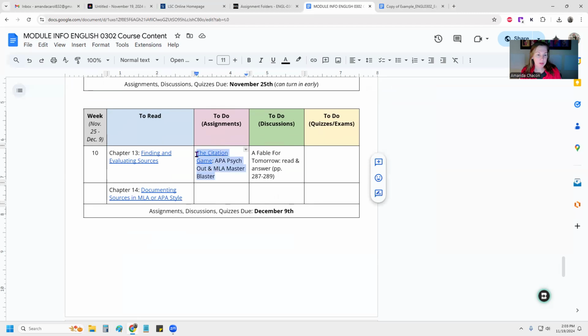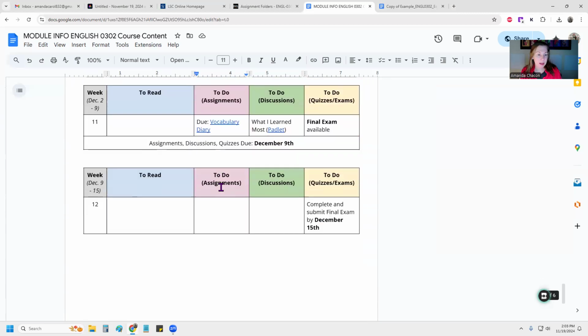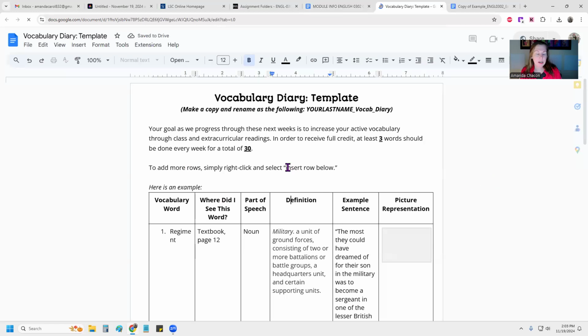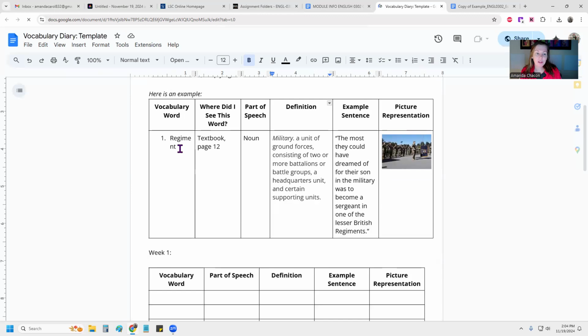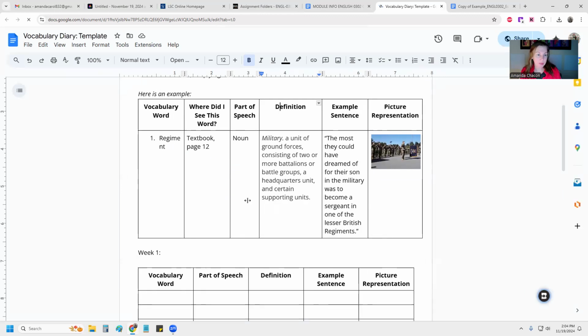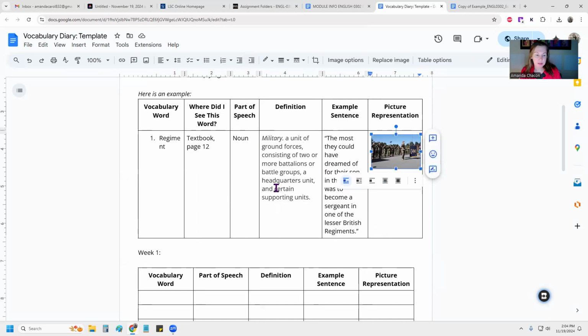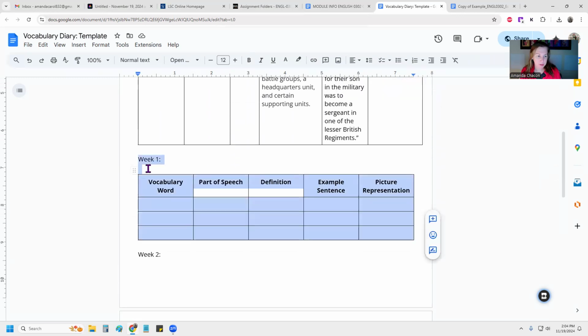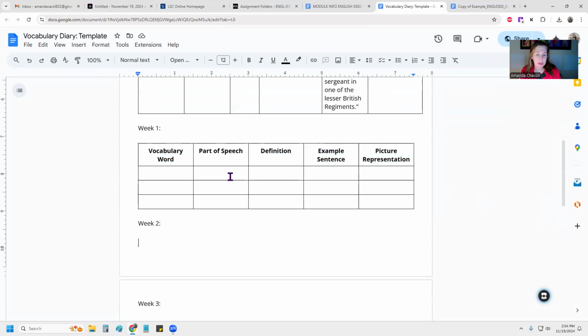So there is a game for you to do, and the instructions on how to submit your results are in there. And also here, for December 9th, your vocabulary diary is due. So let me look at that real fast so you can see. This is something that you should be working on as you went along. It's basically just 30 words, where you found them, what part of speech, the definition, an example sentence, and then a picture representation. And you just do, I think it was, 3 words per week. I already have it set up for you here. So you just have to insert, copy, paste, insert.